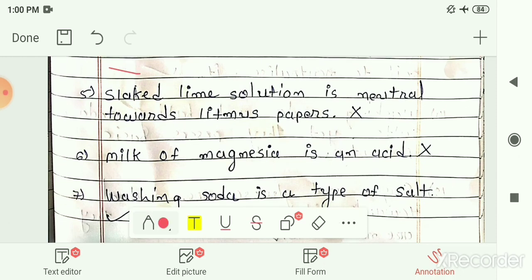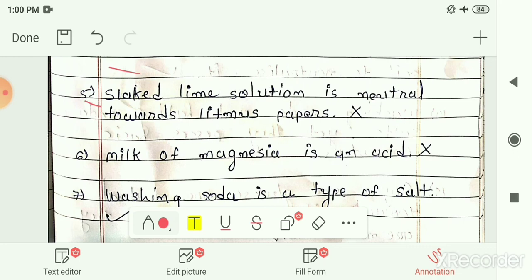Next, fifth number, slaked lime solution is neutral towards litmus paper. So here your answer is false. As we had seen, slaked lime is the example of basic substance. It will not be neutral towards any litmus paper. It will show effect on the litmus paper. Next is milk of magnesia is an acid. So again your answer is false. Milk of magnesia is not an acidic substance, but it is a basic substance.